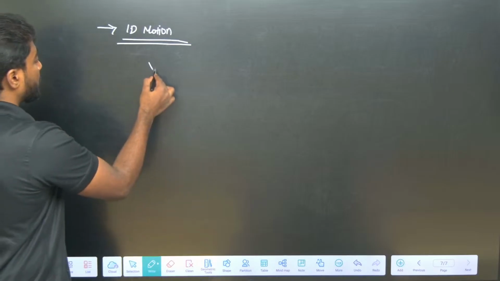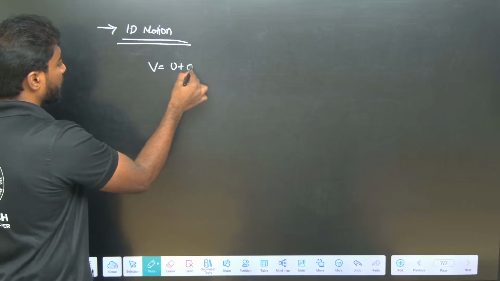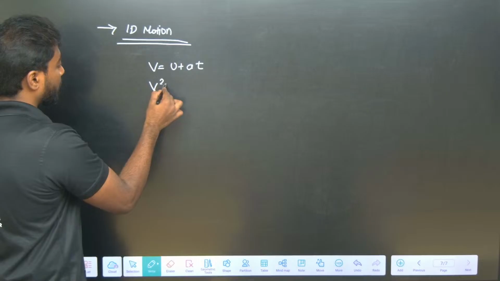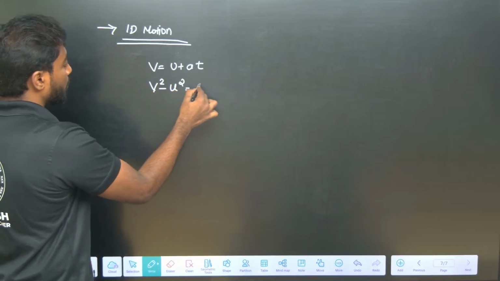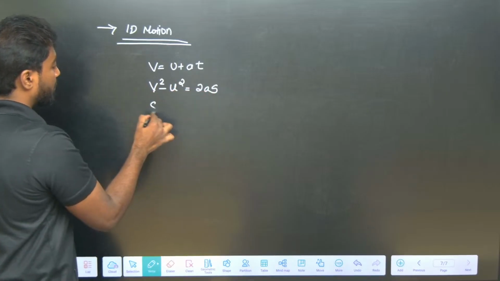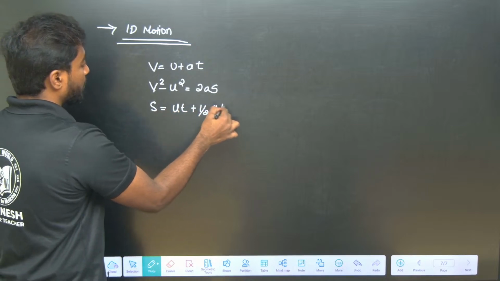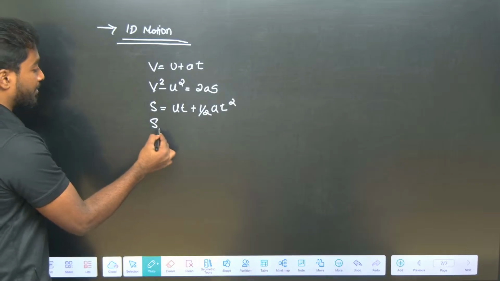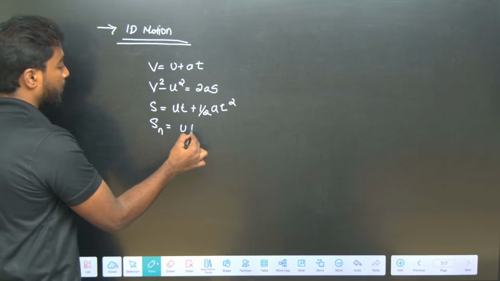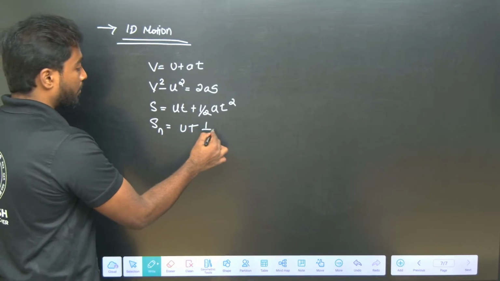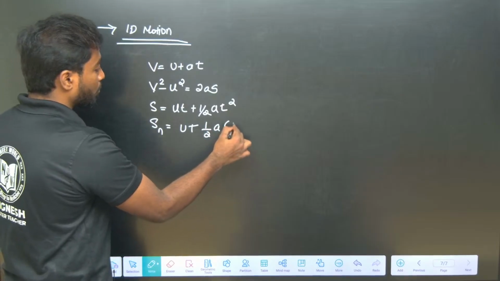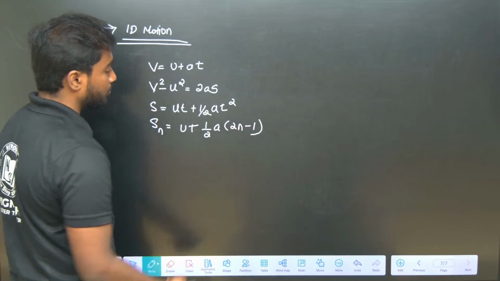V is equal to U plus A T, V square minus U square is equal to 2 A S, S is equal to U T plus half A T square, and for the nth second, S n will be equal to U plus 1 by 2 A into (2n minus 1).